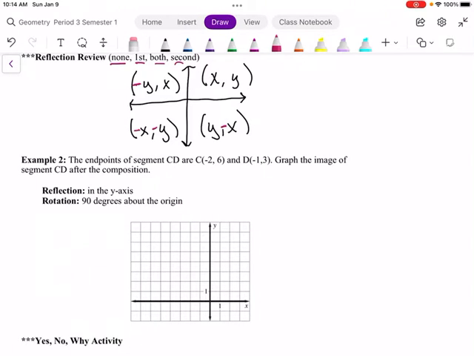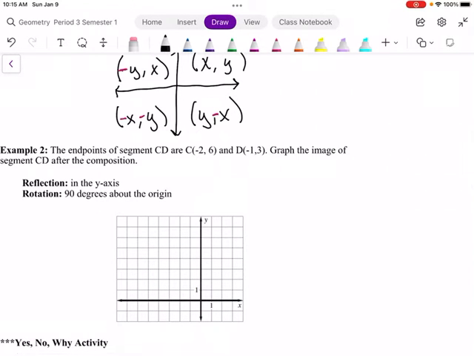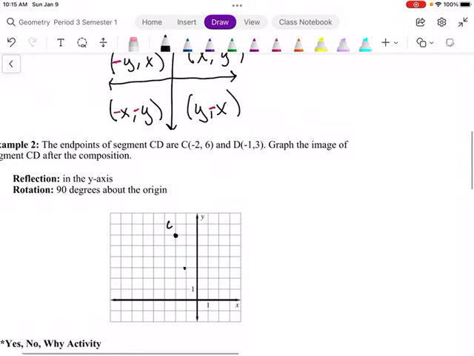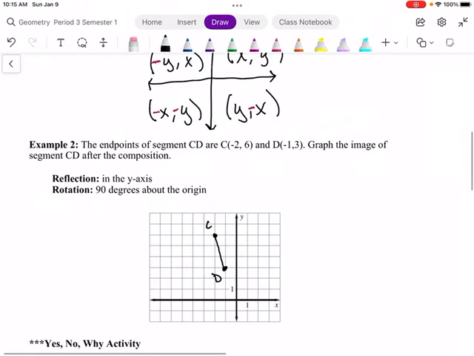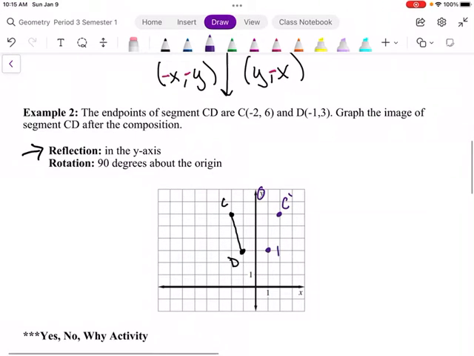So this one we're given a segment CD with C at -2, 6. And D is at -1, 3. So there's our segment. And we are going to reflect this over the y-axis first. So this is our y-axis. C is 2 spaces away from it on the left. So we're going to go 2 spaces to the right, and that's where C prime is going to go. D is 1 space away, so we're going to go 1 space to the right, and that's where D prime would be.